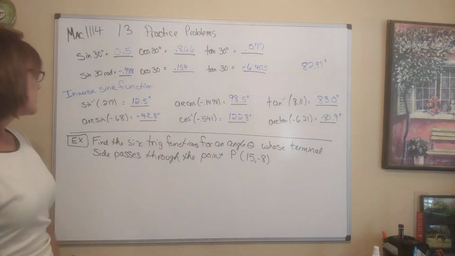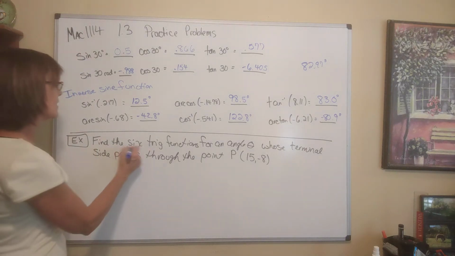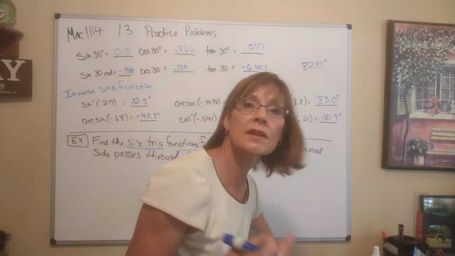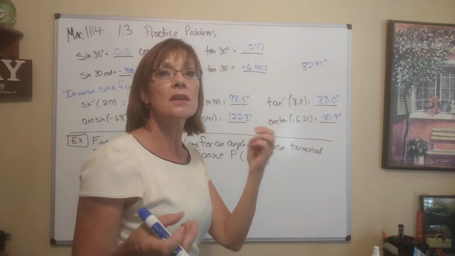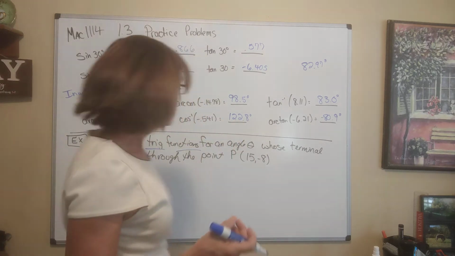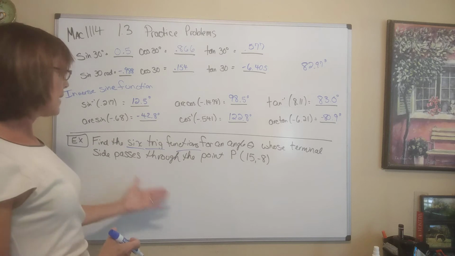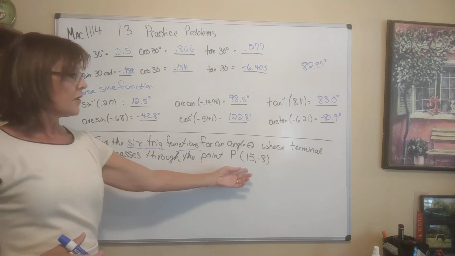This first example says find the 6 trig functions. So we know that means sine, cosine, tangent, cotangent, cosecant, secant of an angle, for the angle theta whose terminal side passes through the point 15, negative 8.